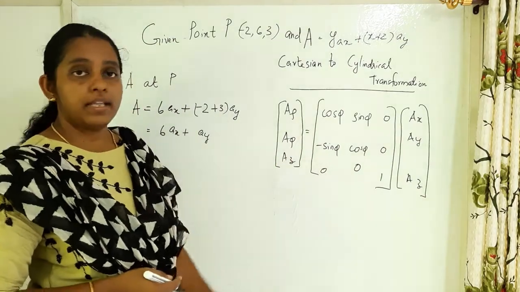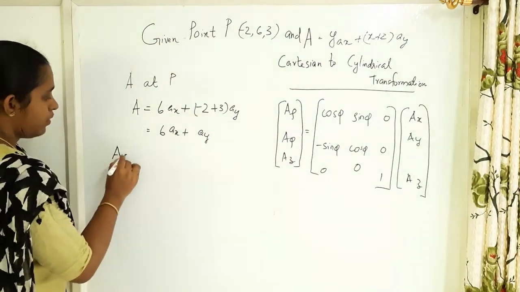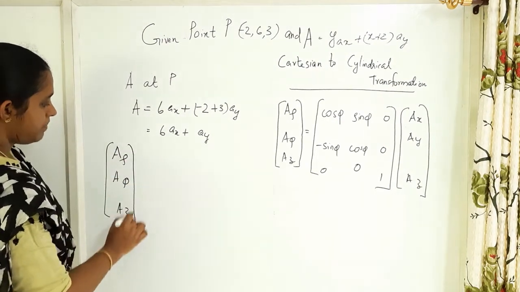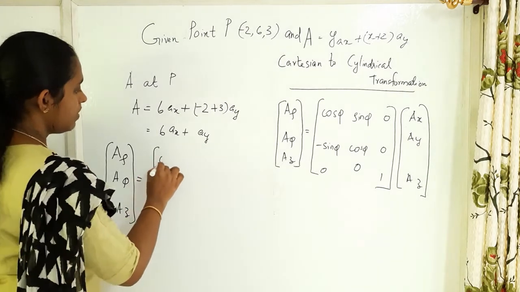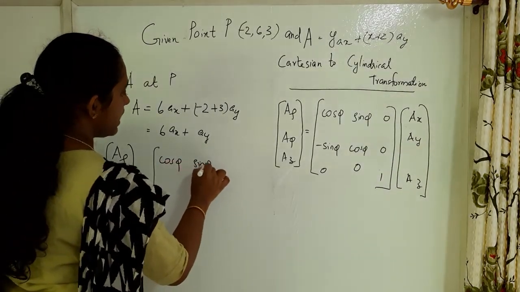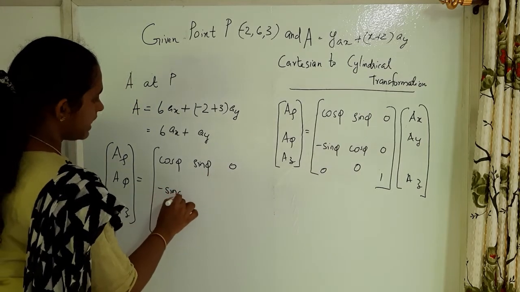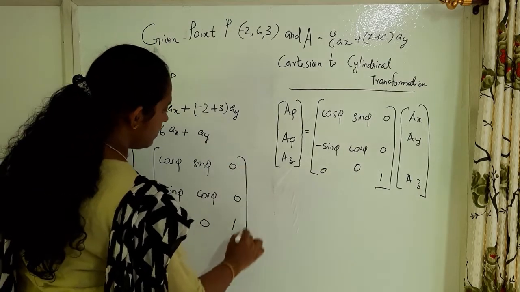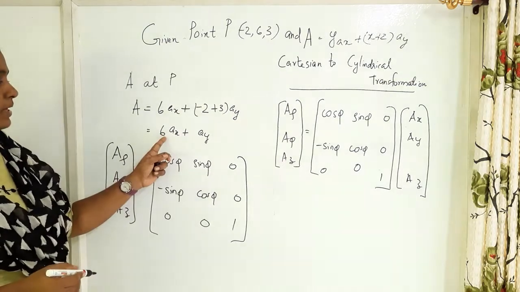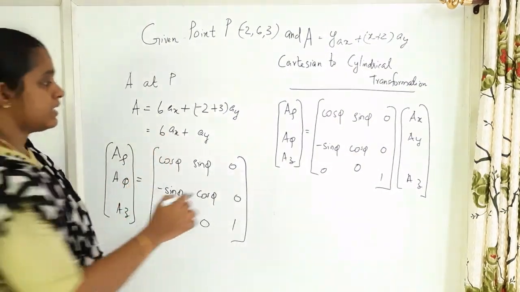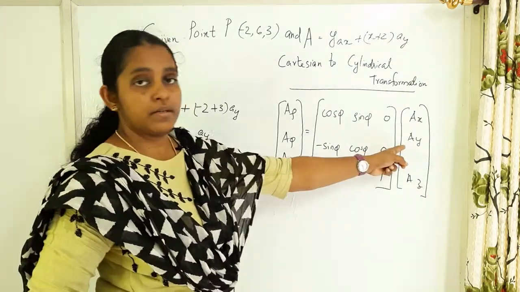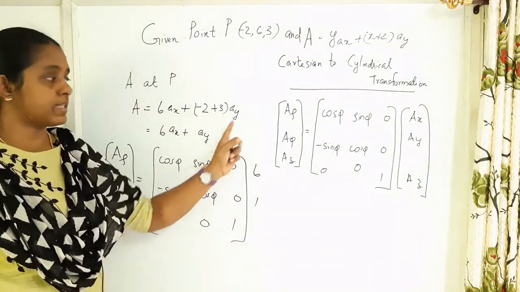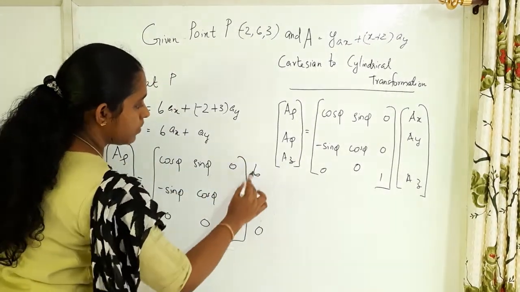So we can write the matrix again: [a rho, a phi, a z] equals [cos phi, sin phi, 0; -sin phi, cos phi, 0; 0, 0, 1] times the coefficients. The coefficient of ax is 6 and the coefficient of ay is 1. There is no coefficient of az here, so that becomes 0.